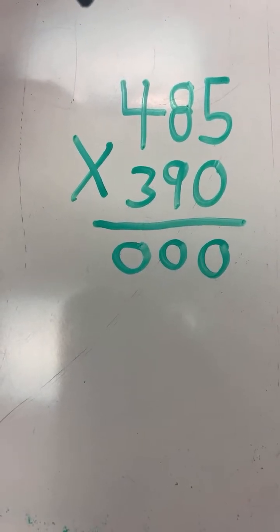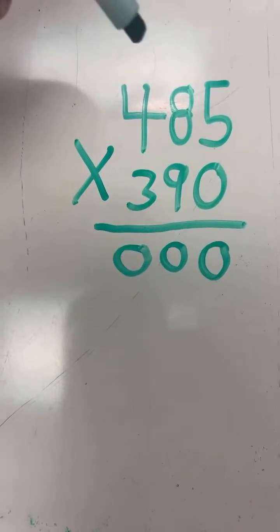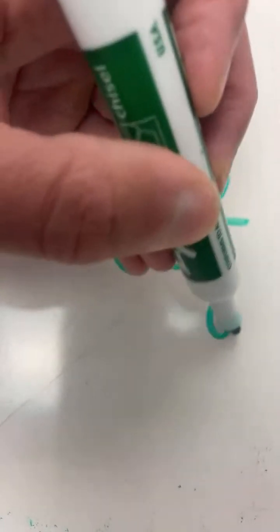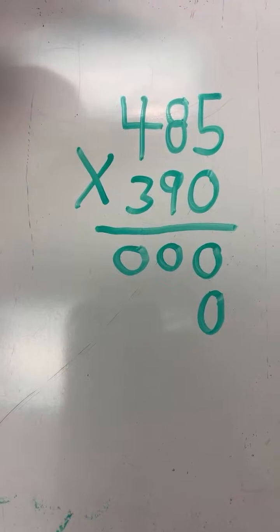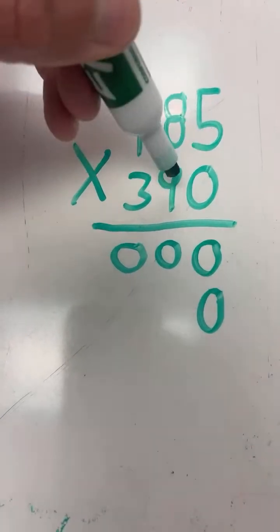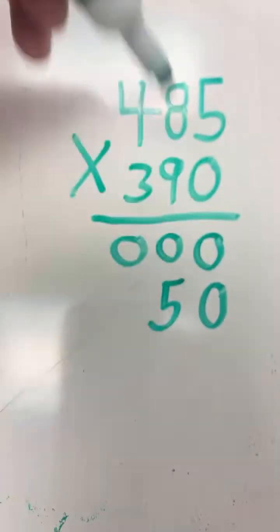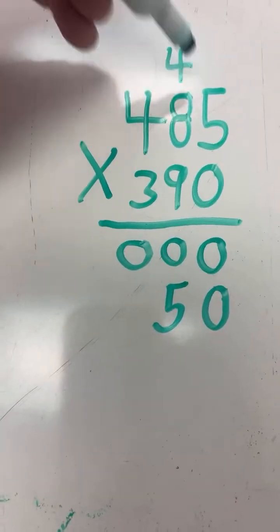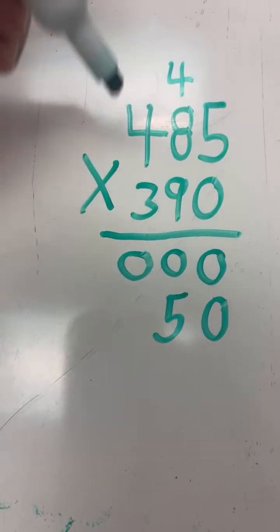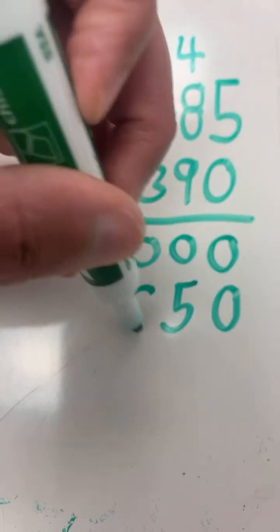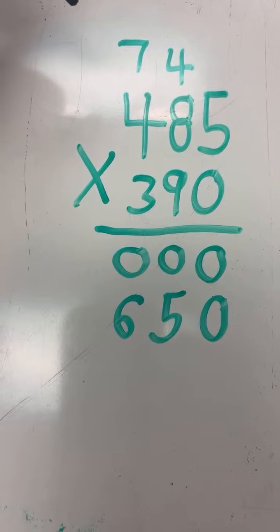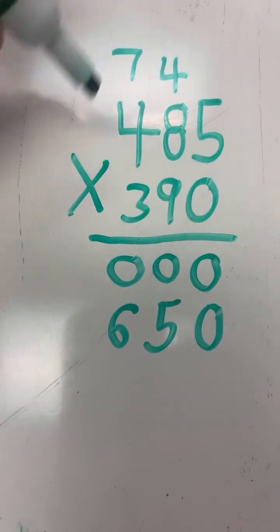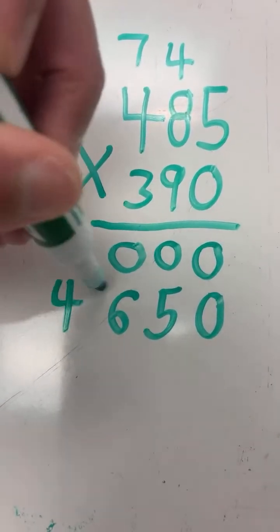Next, we multiply the top 3 digits times the bottom digit in the tens place. We'll put a 0 in the ones place since both numbers in the ones place have already been multiplied. 5 times 9 equals 45. 5, carry the 4. 8 times 9 equals 72, plus 4 equals 76. 6, carry the 7. 4 times 9 equals 36, plus 7 equals 43.